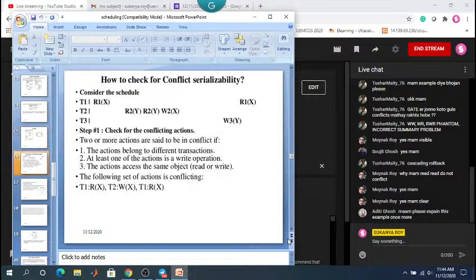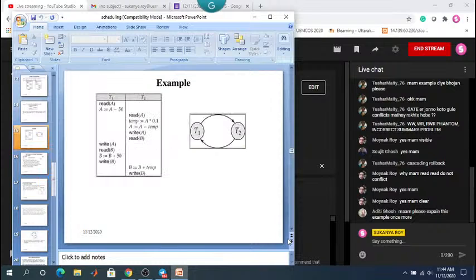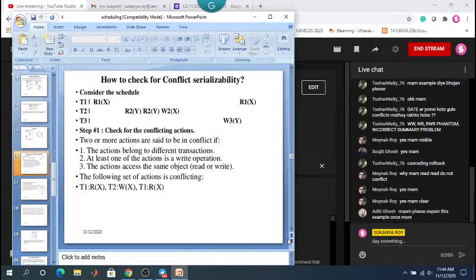Now how to check for the conflict serializability? Consider the schedule: T1 has R1X at the first and R1X at the last. T2 has R2Y, W2X, and T3 has RW3Y at the last. Check for the conflicting actions.